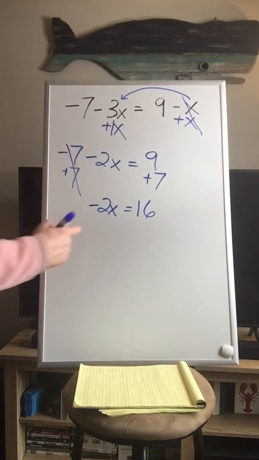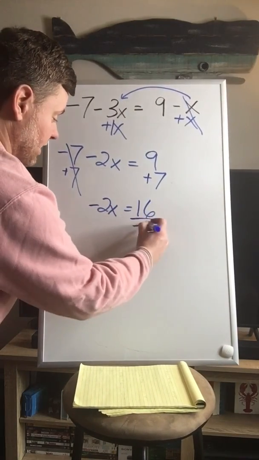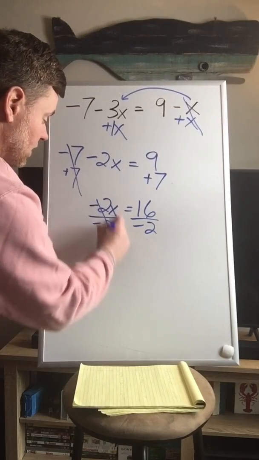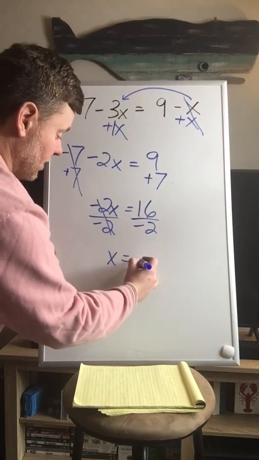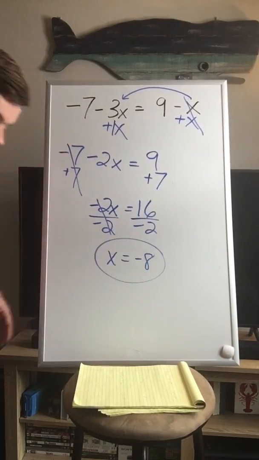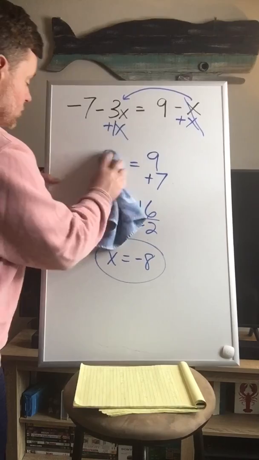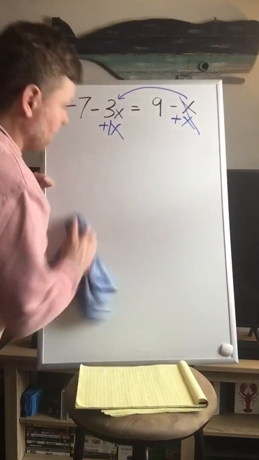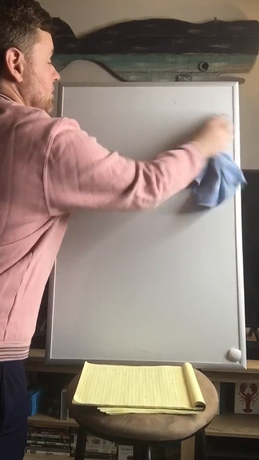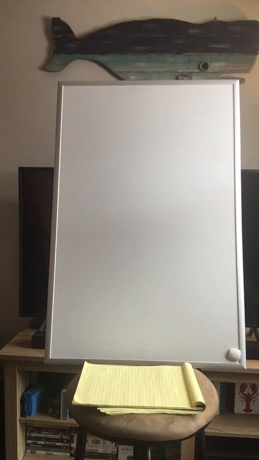And then lastly, I divide, because it's multiplication, so I divide by negative 2 on both sides. And now x, watch your signs, is going to come out to be negative 8. Right? Okay? So let me give you one to try. You pause the video, you try it, I'll come back, and we'll check your answer.